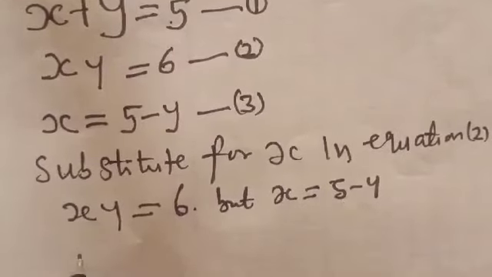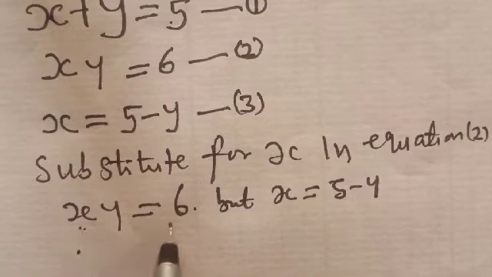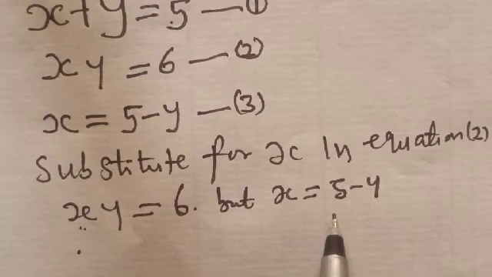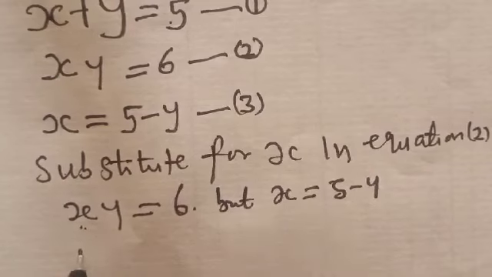Now this is it. We have xy is equal to 6. Therefore, anywhere you see x, you just put 5 minus y. Let's say 5 minus y into this y is equal to 6. Let's call this our equation 4.